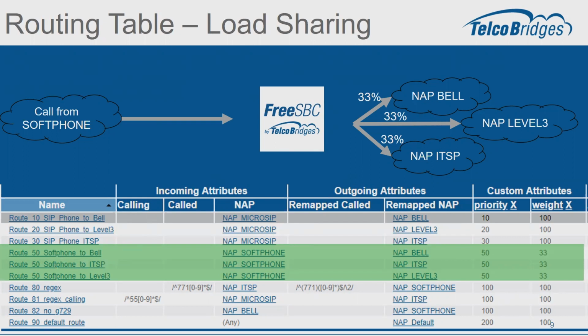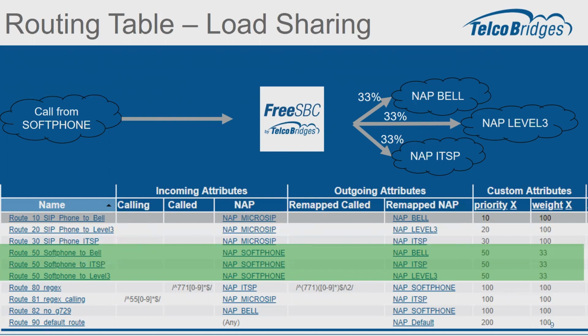In that case, the weight will say on which networks you want to route the calls. Here I put three identical values, so there will be one third of the calls sent to each of those networks. You can change this weight to have more or less towards certain networks. So you can have, for example, 50 for Bell and 100 for ITSP and Level 3, and there's going to be twice as many calls on these ones compared to Bell.